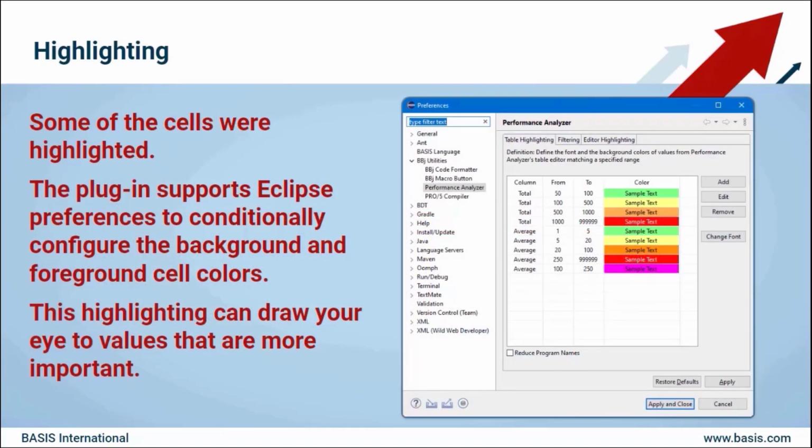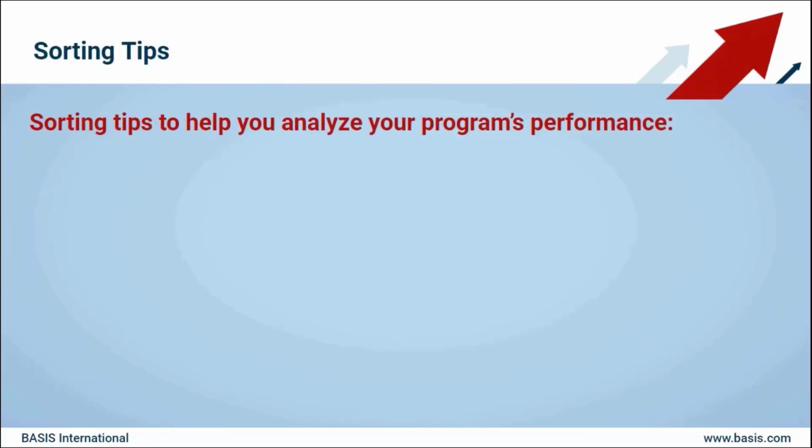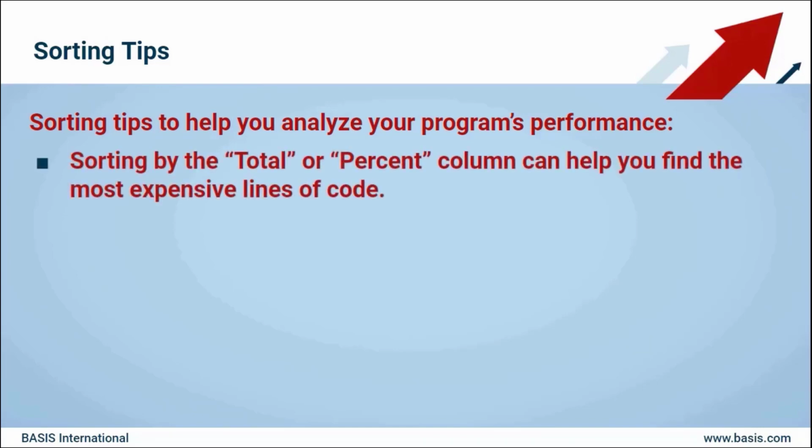In these previous slides, you can see that some of the cells were highlighted. The Eclipse plugin, under the Preferences section, allows you to conditionally configure the background and the foreground of the cell colors so that you can highlight values that are most important to you. In addition, there are some ways that you can sort the output to help analyze your program's performance.